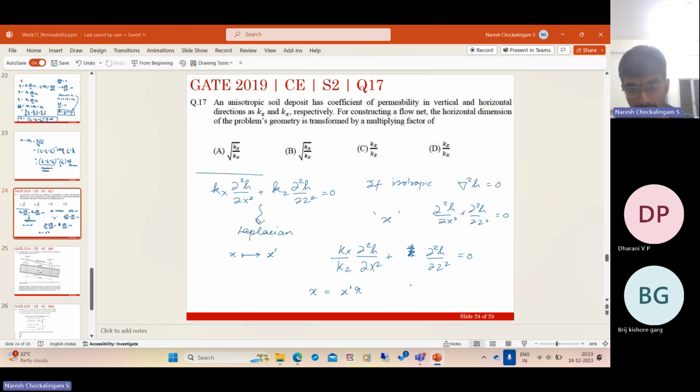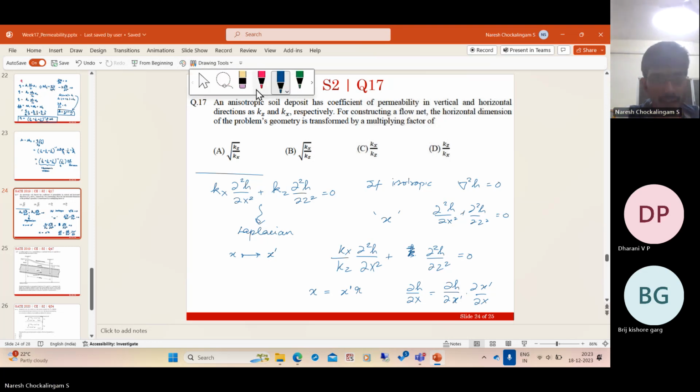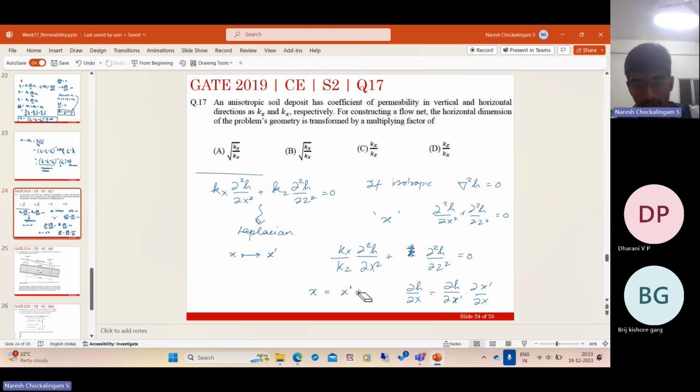If you do that, then ∂h/∂x is what? ∂h/∂x is, by chain rule, ∂h/∂x' times ∂x'/∂x, right? Or yeah, fine. Let us do the reverse. Let us do a change of variables. x' is equal to r times x.